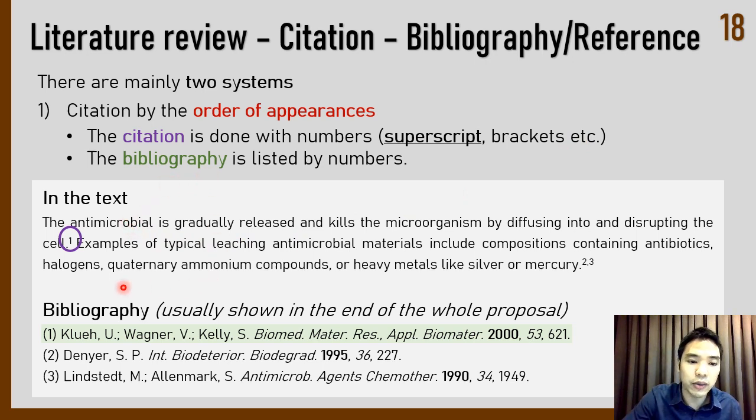The bibliography, which is normally at the end of the proposal, is listed by numbers, and it says that this number 1 is referring to this particular reference. This means that this sentence is supported by this article, and if the readers want to know more about this sentence, they can go to this article and read a little bit more. You can have more than one article that supports a sentence as well. For example, here are 2 and 3. These two articles support this sentence.